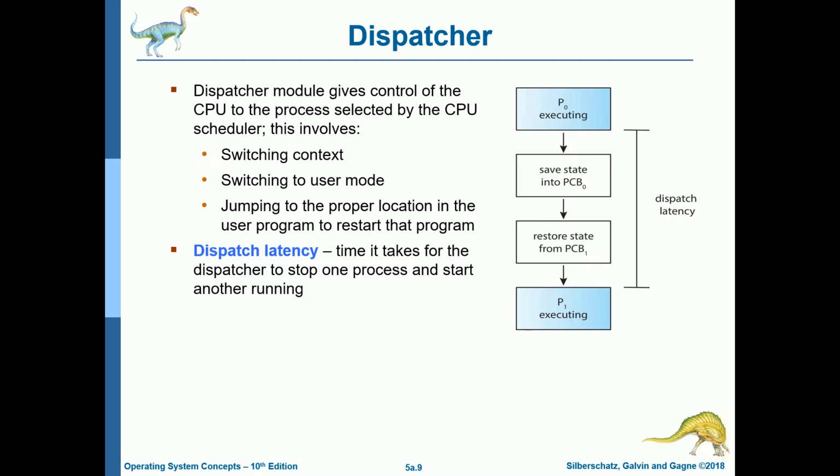dispatch latency. As we can see to the side here, process 0 is executing, then the context is switched where we have to save the state, then restore the state of another process, process 1, and then start that. The space between process 0 executing and process 1 executing is the dispatch latency.